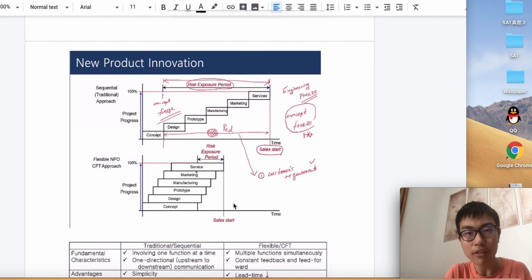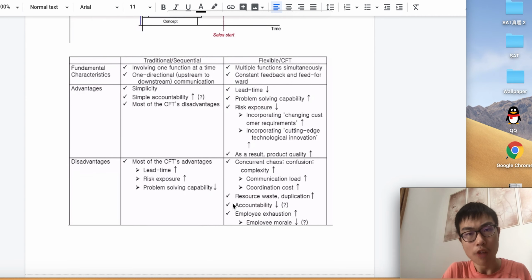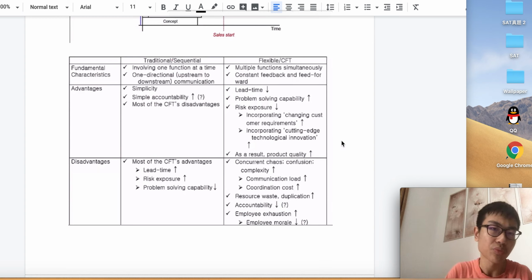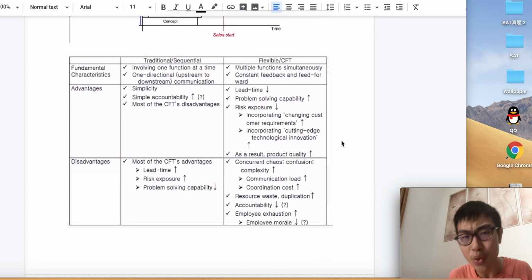Now let's look at some advantages and disadvantages of both of these approaches. So first of all, the characteristic of the sequential approach is basically one-to-one, one-directional upstream communication. I've talked before, it can be beneficial or not. It is actually more risky, especially when customers' preferences change in the market.